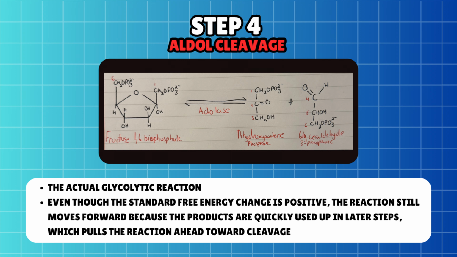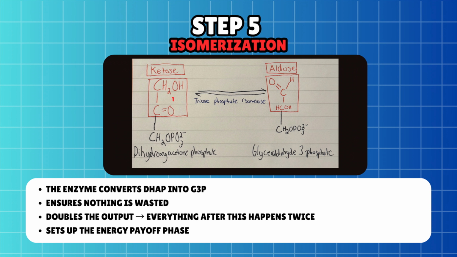This step is particularly important because it sets up glycolysis so that everything from here on out happens twice. So even though the standard free energy change is positive, the reaction still moves forward because the products are quickly used up in later steps, which pulls the reaction ahead toward cleavage. So now the last step, step 5 in prep phase, is isomerization. So from step 4, the G3P will continue directly here, and the DHAP will be converted into G3P.